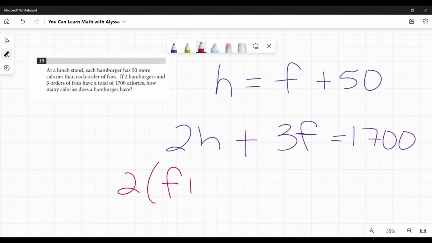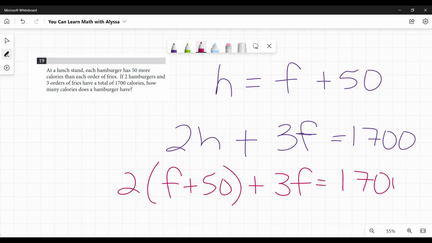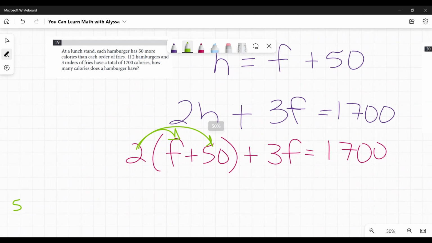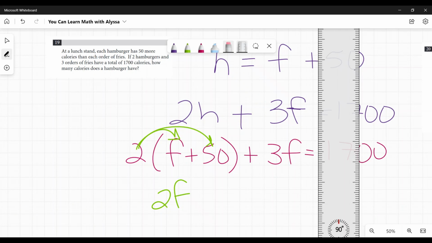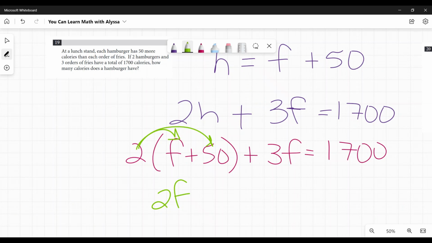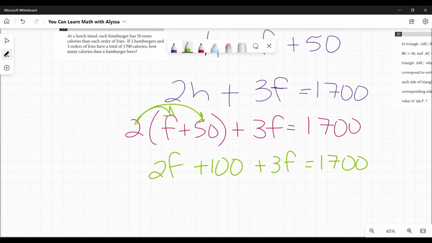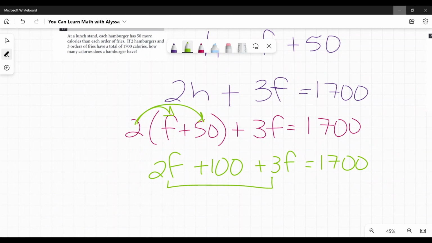So it's 2 times f plus 50, plus 3f equals 1,700. So I need to distribute 2 times f and then 2 times 50. 2 times f would be 2f, and then 2 times 50 is 100, plus 3f equals 1,700. And I'm going to combine these like terms. 2f plus 3f is 5f plus 100 equals 1,700.